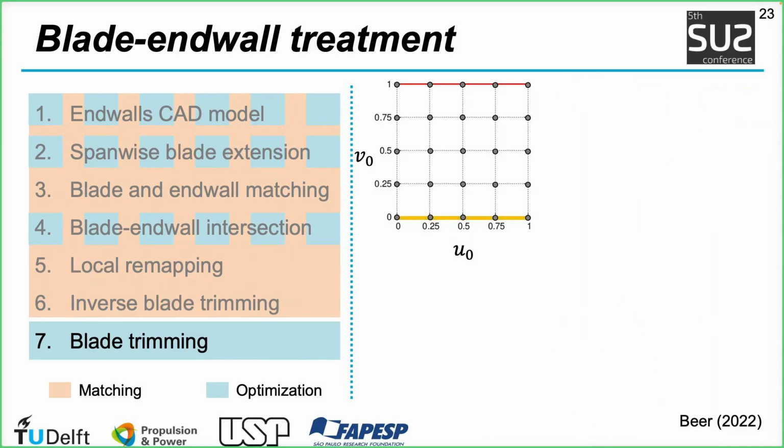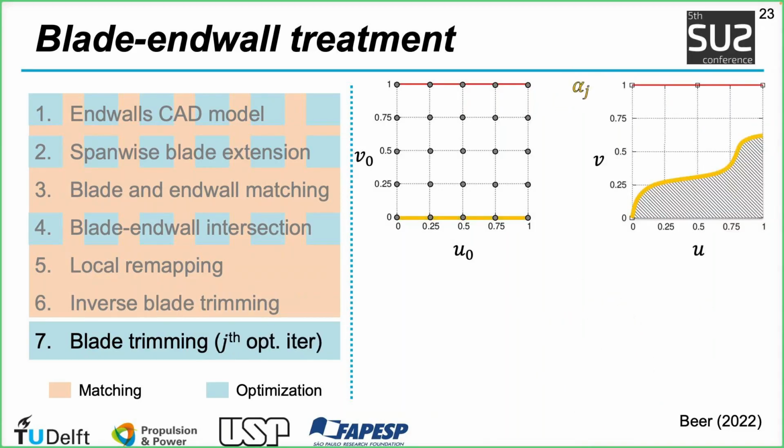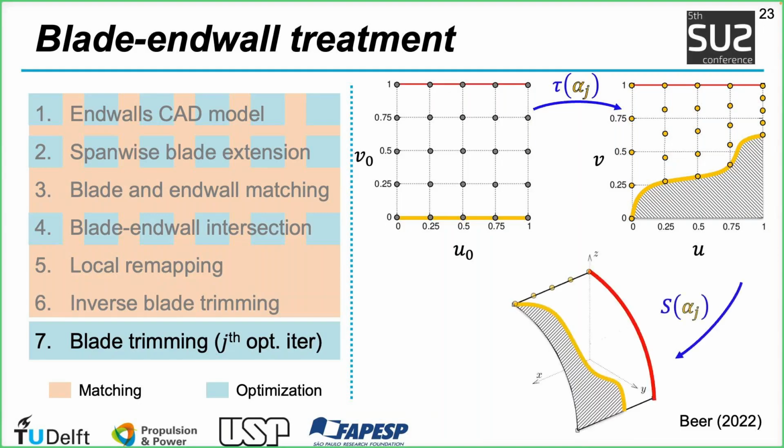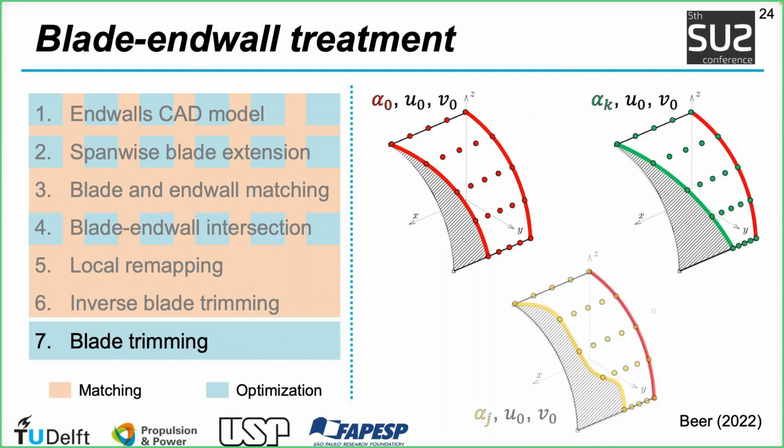And let's say we are now at the j-th optimization iteration. We will get a different intersection curve. We will then proceed again to the remapping, to the mapping of each one of the points, and then obtain again a 3D geometry. So then you can see that using fixed U0, V0 values and changing just the design variables vector, we could obtain different geometries. And if these intersections respect the end walls, we make sure that the mesh deformation afterwards is going to respect the end walls as well.